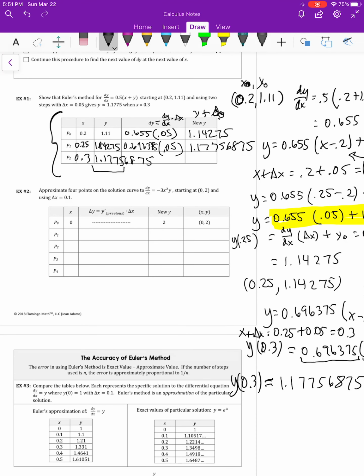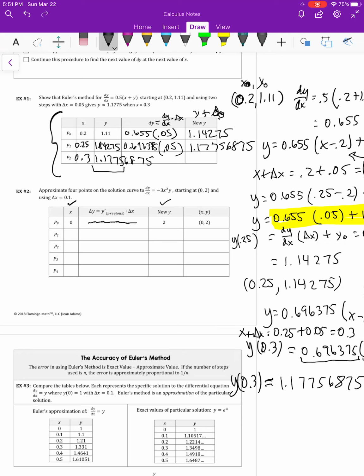Okay, so that leads us to our second example. And now they're listing it even a different way. So I'm going to try and walk you through that. They want us to start at 0, 2. So that's our initial. The way they did this one is, we're starting at x equals 0, y equals 2. We don't have a previous point here because this is our first point. And so that's the point 0, 2.